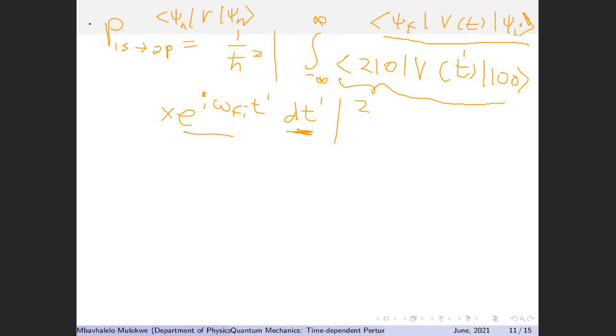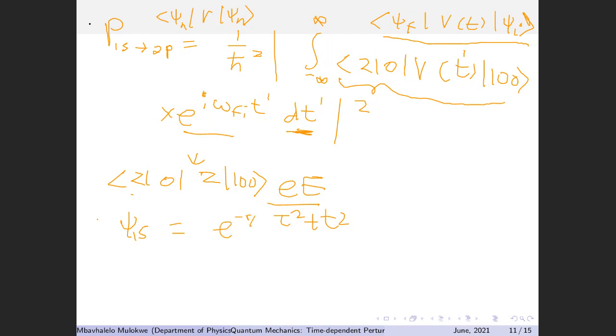So let's go ahead and try to compute ⟨psi f|V(t)|psi i⟩. That gives you ⟨210|V(t)|100⟩. V of t is just given by e, you can take the e out, multiplied by that, tau squared plus t squared. This doesn't depend on the x and y axes, so you will be left only with ⟨210|z|100⟩, and then you write what your wave functions are. Psi 1s is just the ground state, so this gives you e to the minus r over a over the square root of pi a cubed.